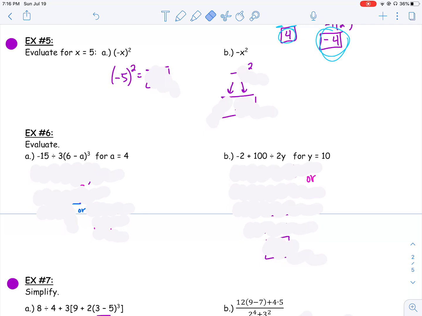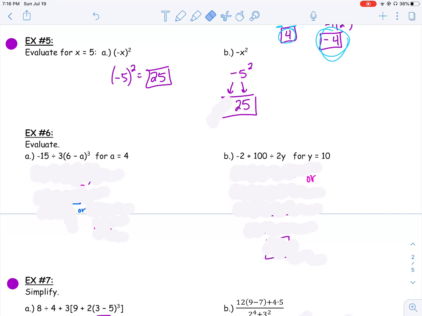You notice that the negative 5 is in the parentheses, which really means that I have negative 5 times another negative 5. Well, two negatives make me a positive, and I get positive 25. Now look at B though. B says that we want a negative, or an opposite, of x squared. Well, if x is 5, then what this is really saying is what is 5 squared?